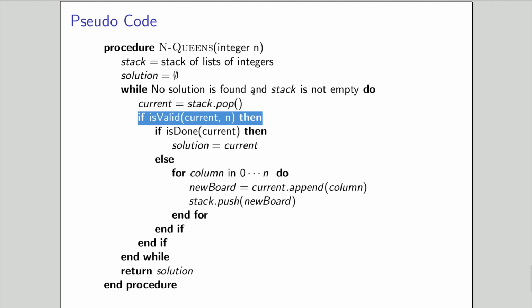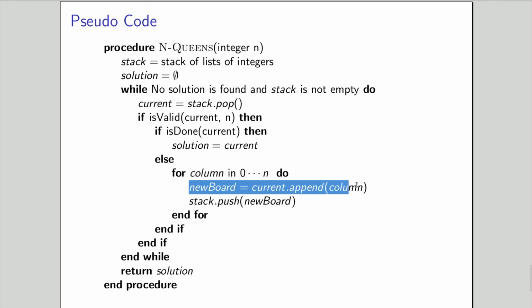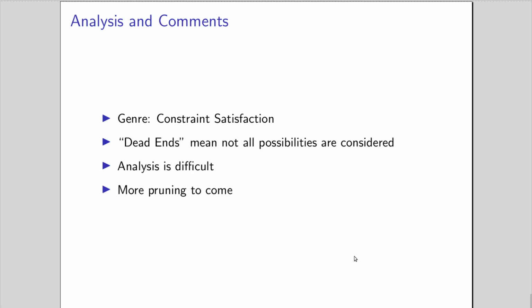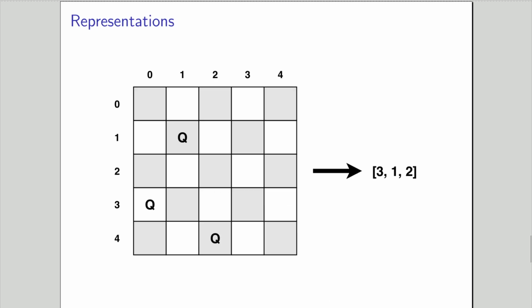So it's simply just depth first search, but this is effectively our successor function for generating new states given the state we're in, and we'll just go until we find one or just run out of things to check. The genre of this problem again is constraint satisfaction rather than optimization. Now, if we're talking about the analysis or how long it runs, that's a tricky question. The dead ends mean not all possible placements are considered.